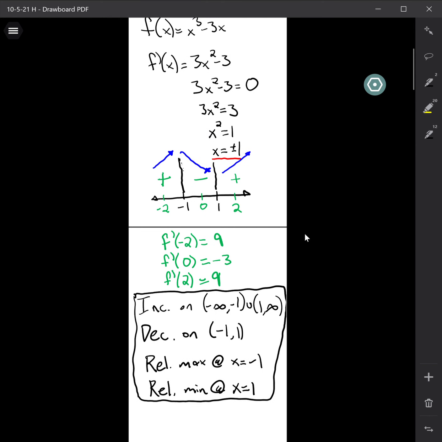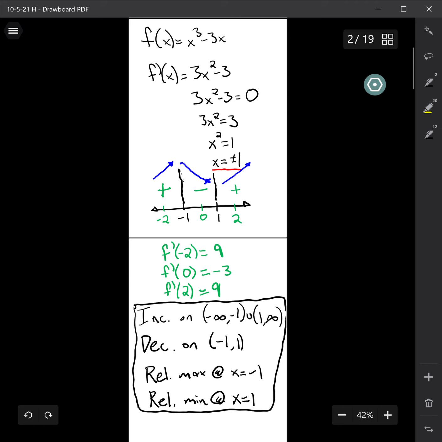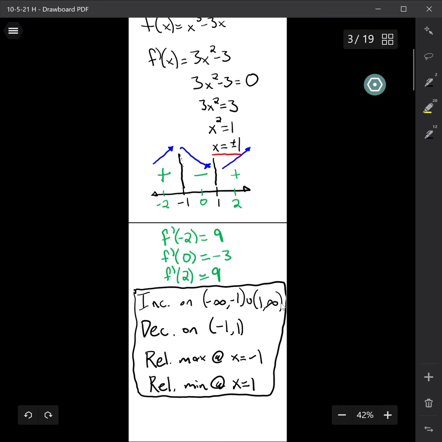Now, one thing that you might see would be if they want your relative max and min to be listed as an xy coordinate. If they did, just make sure you're plugging in negative 1 to my original function. Your original function gives you your y value. On an exam, I probably won't ask for that. However, in the homework, they definitely do. So they're going to want your relative max and min listed as an xy pair, meaning plug these guys, positive 1, negative 1, into your original function to get your y coordinate that's associated with those points.